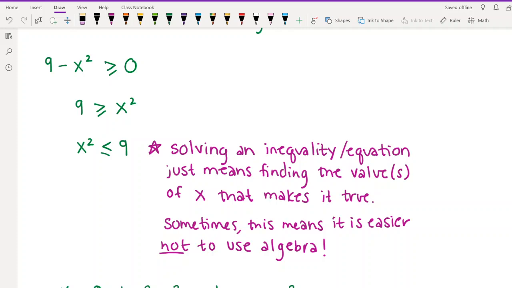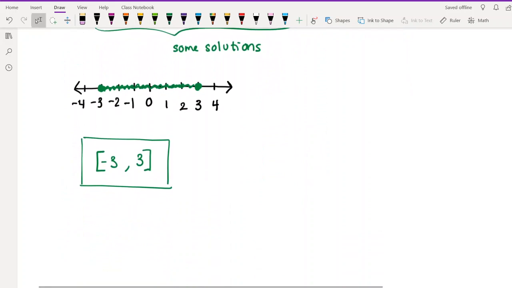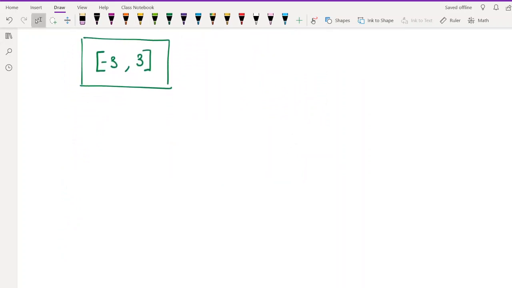If you did solve it with algebra, basically you would have to use an absolute value and you'd have to remember how solving absolute value inequalities works. And that's just not something I really think is worth getting into for this sake. I think it's easy enough to figure it out with numbers.